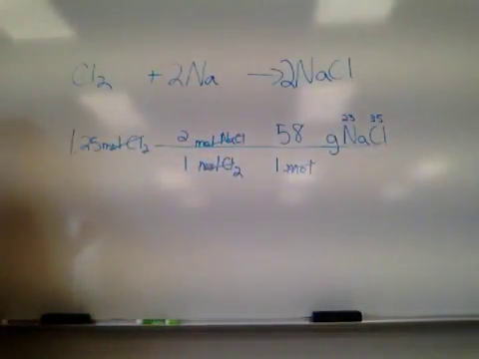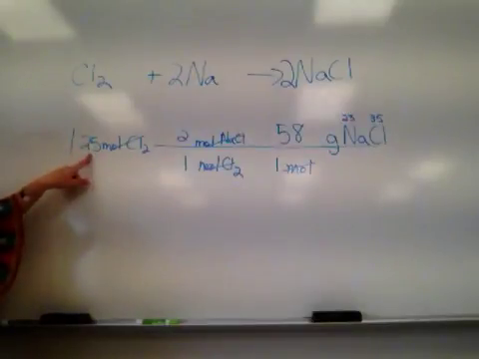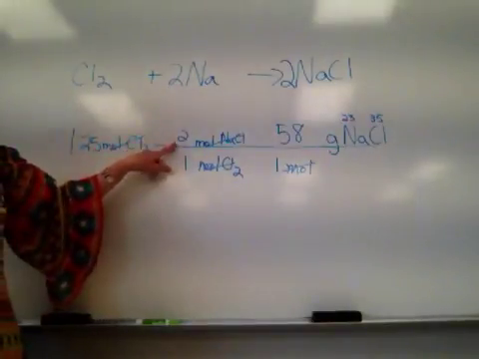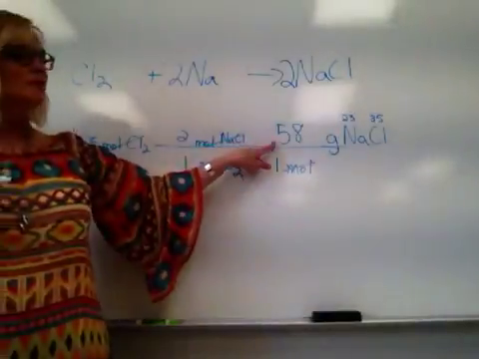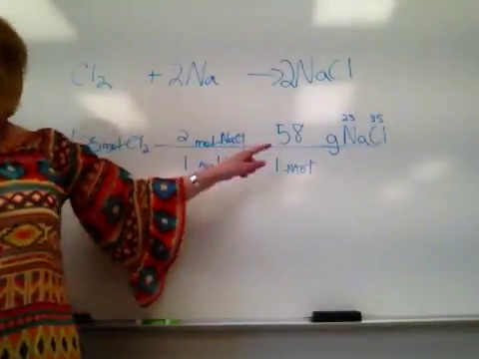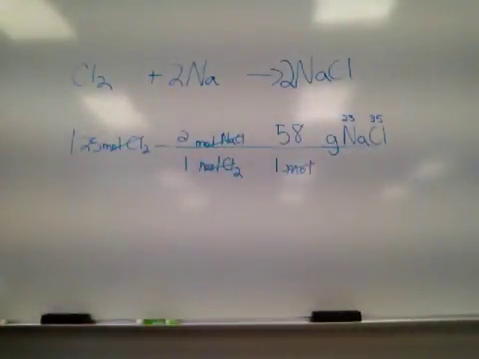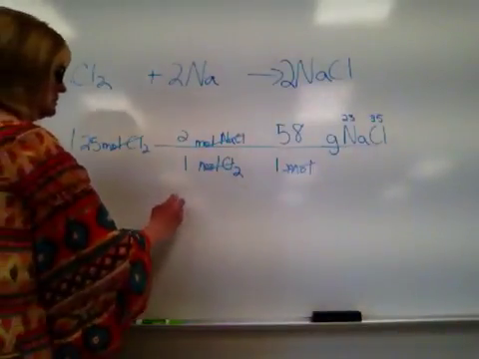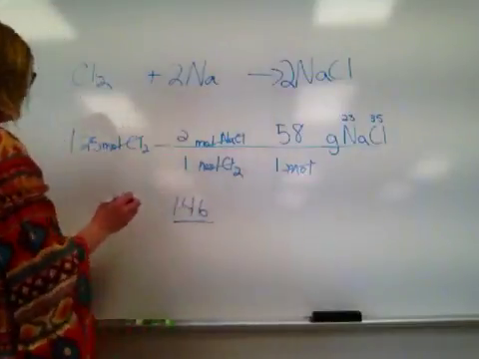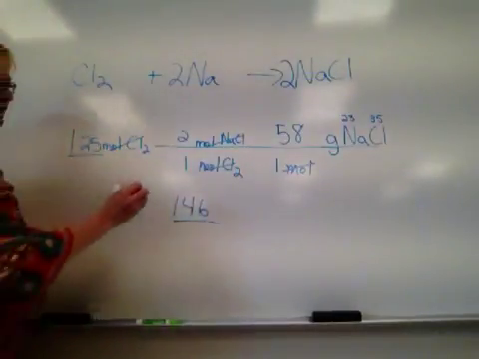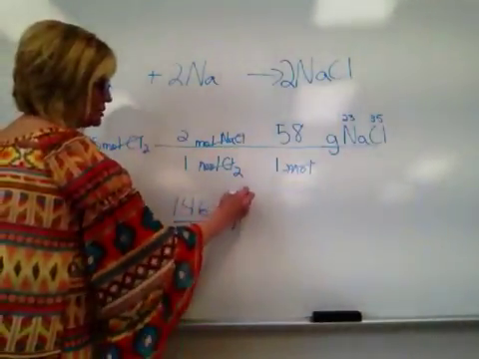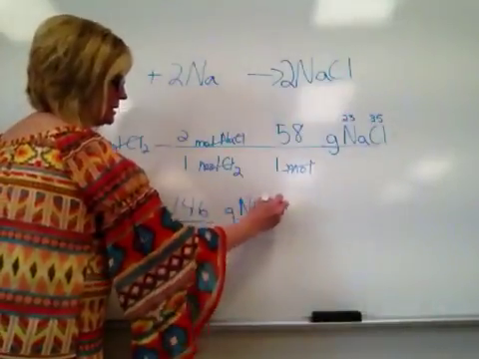So I'm done setting it up. I'm simply going to take 1.25 times 2 times 58, and it appears that I get 146. 3 significant digits. Make sure that I label.